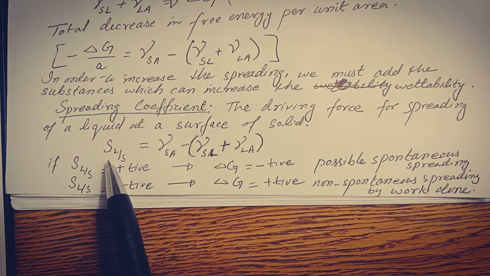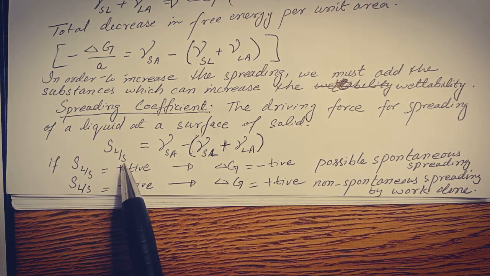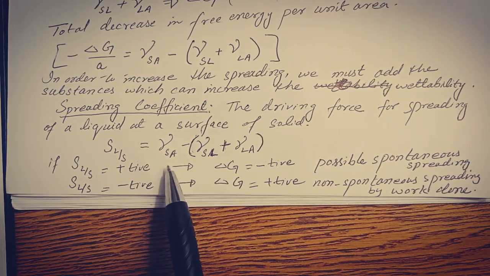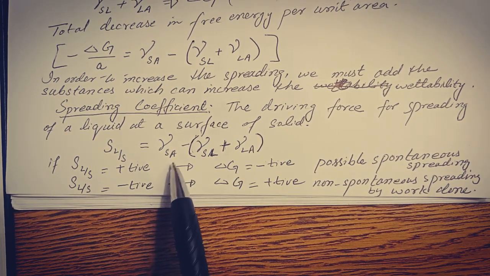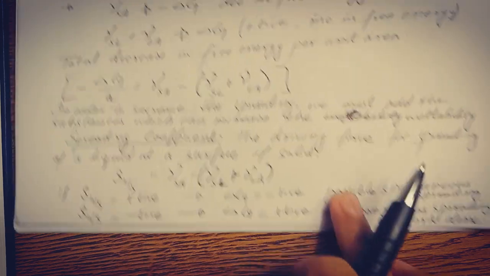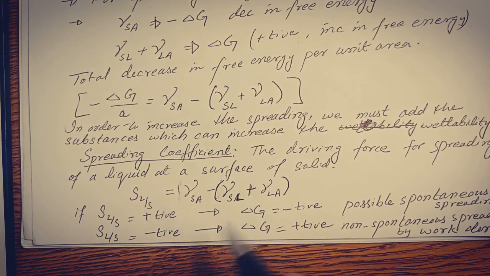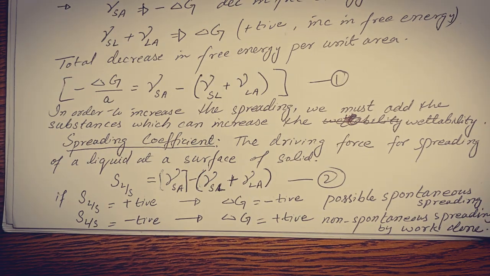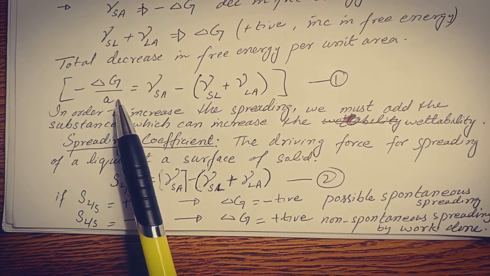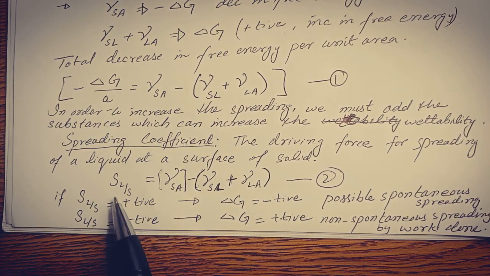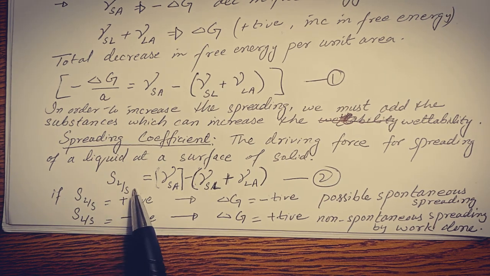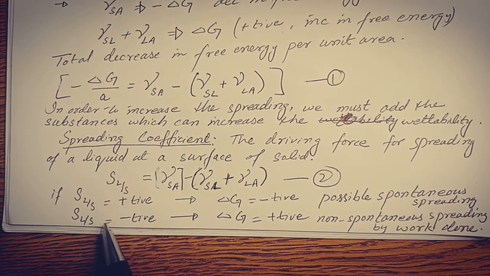So the spreading coefficient for the liquid and solid surface is equal to the difference in the surface tension, that is again before and after spreading. So here we have two equations. The first one is describing the Gibbs free energy change for the spreading phenomena, whereas the second one is describing the spreading coefficient for the systems we have.